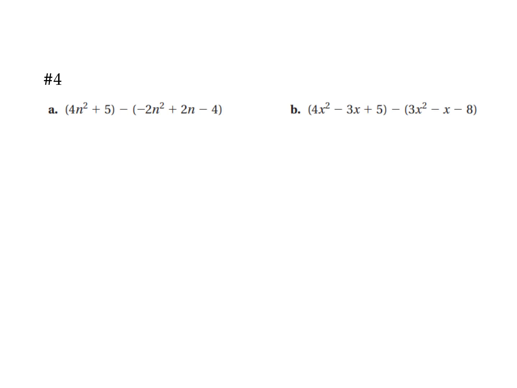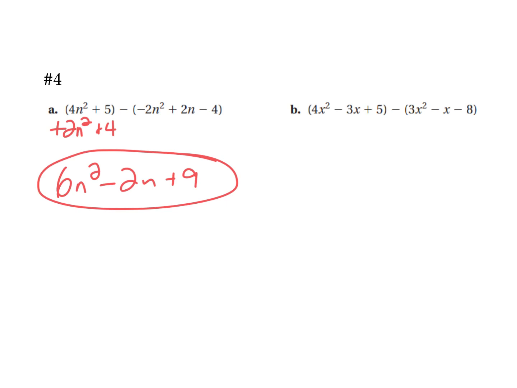So first let's start with the 4n squared minus negative 2n squared. So that's 4n squared plus 2n squared because we're subtracting a negative. So that's 6n squared. And then we've got the 2n here. There's nothing over here to combine with it, but it's not plus 2n because it's subtracting a positive 2n. So it's minus 2n. And then we would have 5 minus negative 4. So it's 5 plus 4 because we're subtracting a negative, would be plus 9. So we have 6n squared minus 2n plus 9. That's a trinomial, degree 2 with a leading coefficient of 6.